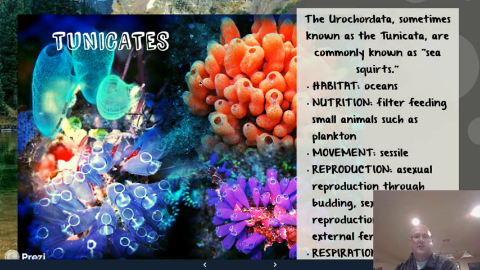All right, so the tunicates, the phylum Urochordata. They're commonly known as the sea squirts, and live in marine ocean habitats. They're filter feeders, much like coral are, where they have to create a water current to filter water through them. They're sessile, so at some point they have to have some mobility in their larval stage, and they're asexual reproducers.